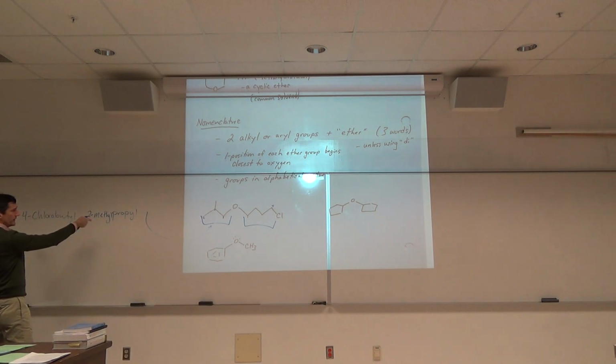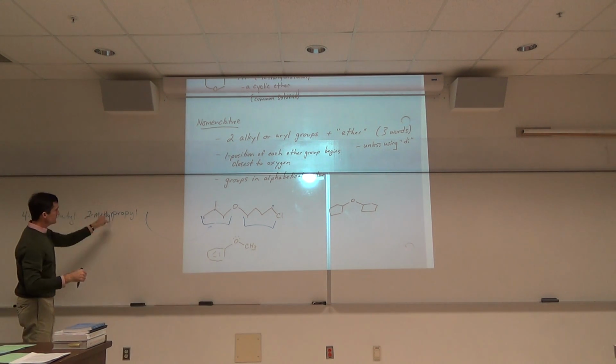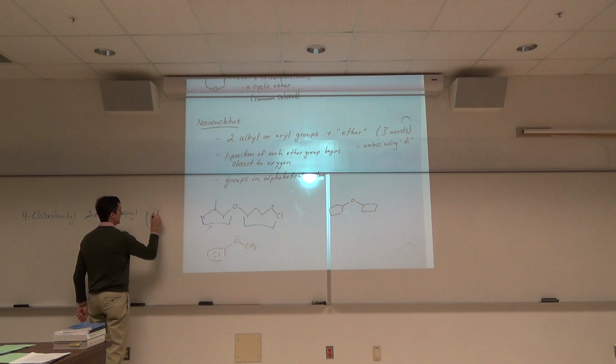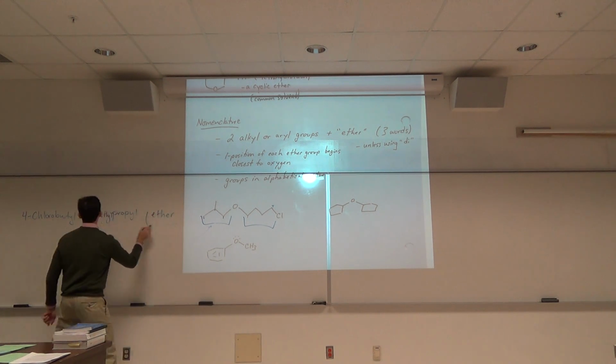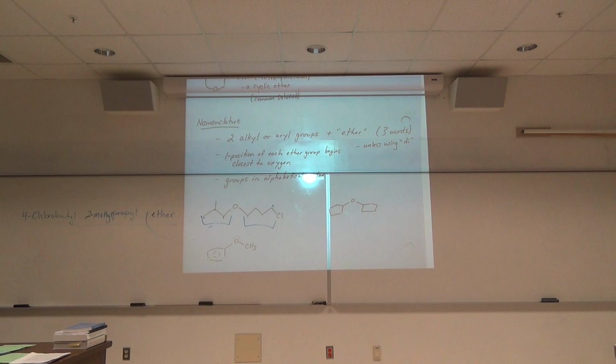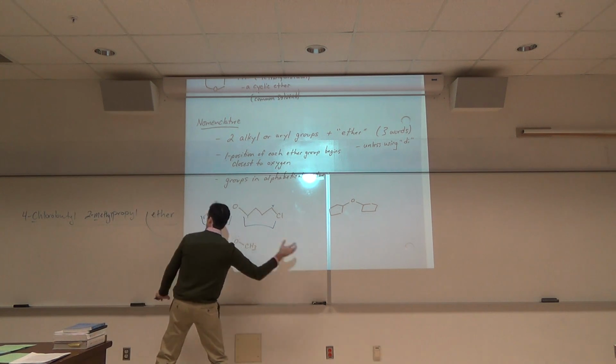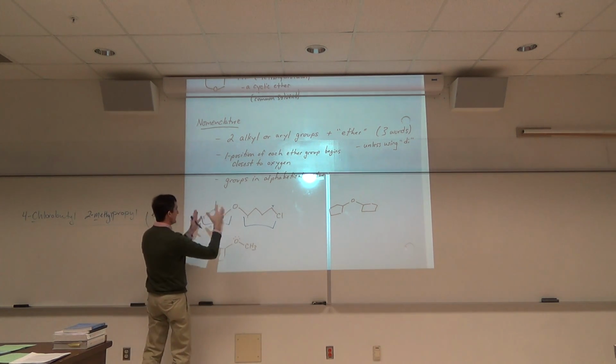Here are the 2 things on the oxygen. That's 1 word, that's 2 words. What do you put next? Ether. There you go, there's your name. Is it in alphabetical order? Yes, that's why I put the chlorine over here. 4-chlorobutyl 2-methylpropyl ether.